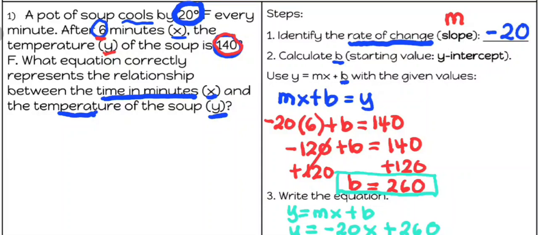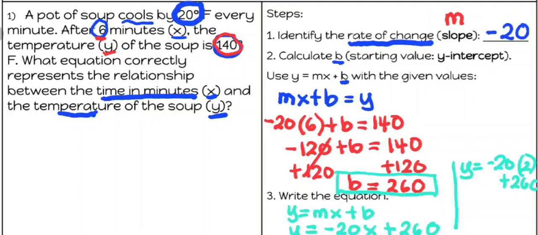So using this equation, we can find out the temperature of the soup at any given time. So for example, if the question is asking you, what is the temperature of the soup after 2 minutes? You will just simply plug in 2 to x. Okay, replace x with 2. So after 2 minutes, it will be y equals negative 20 times 2 plus 260.